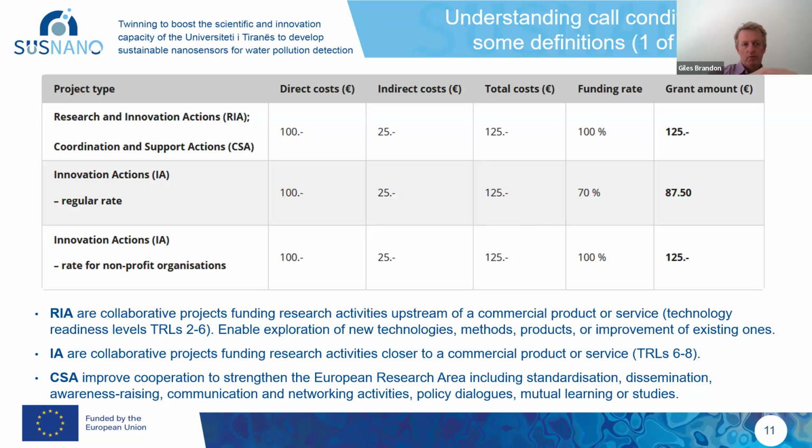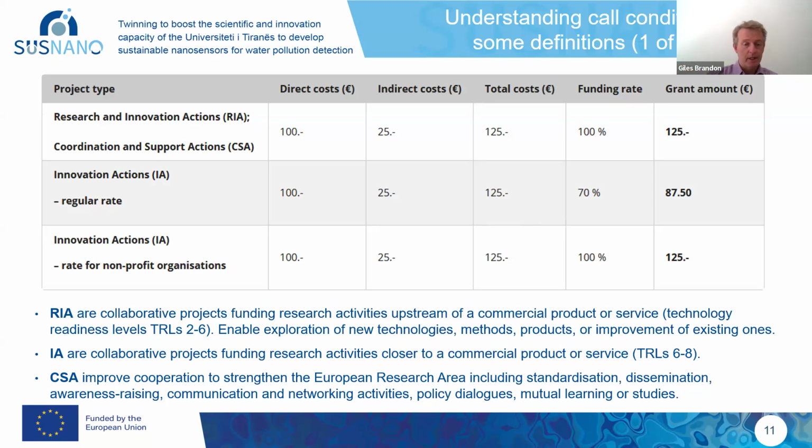So reading right across this first row, if you had 100 euros of direct costs, be it for personnel or equipment or whatever, the Commission will also give you a further 25 euros for indirect costs. So your total costs, adding the two together, 100 plus 25, gives you 125. For RIA and CSA, the Commission will fund at 100%. In other words, they will fund 100% of your total costs. And that's therefore for every 100 euros of direct costs, you're going to end up with a grant amount of 125.